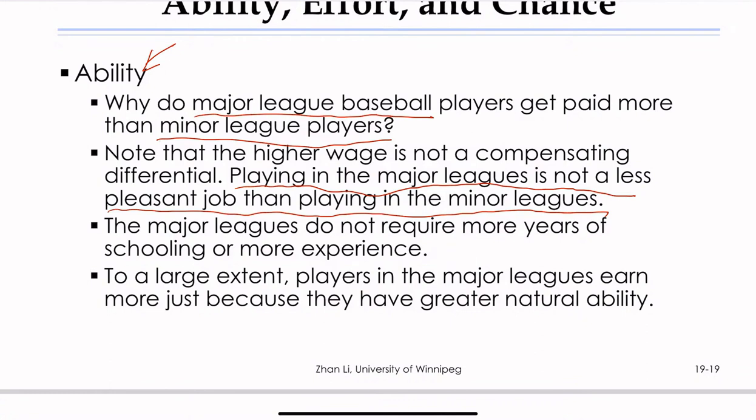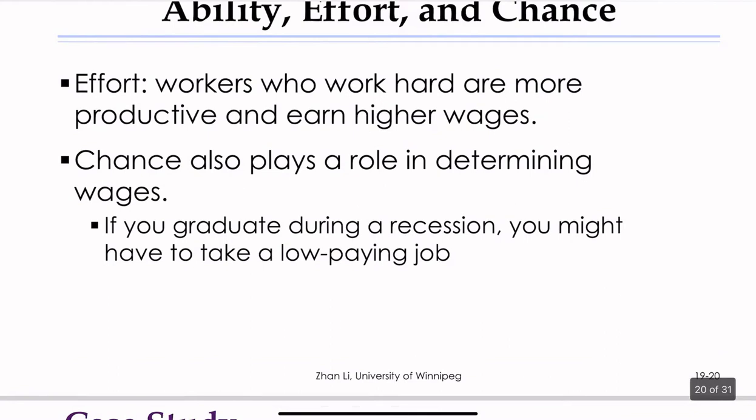And then education, right, or on-the-job training should not play a big factor because major leagues do not require more years of education or more experience. So you can imagine that talent or ability actually determines the differences in their pay, right? So you can imagine that players in the major leagues are more talented, right? So they have better, higher natural ability. And then effort. Well, as I said, if you work harder, you could get promoted quicker. Then on average, you will get higher salary, right?